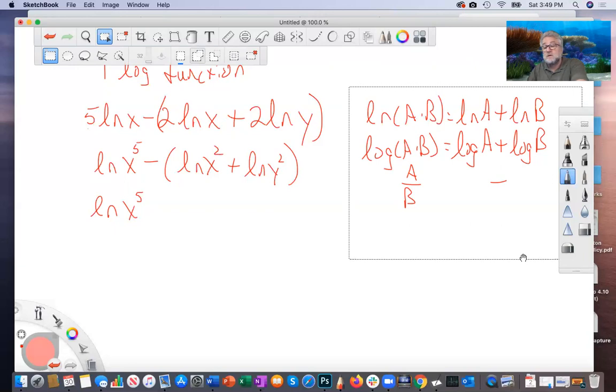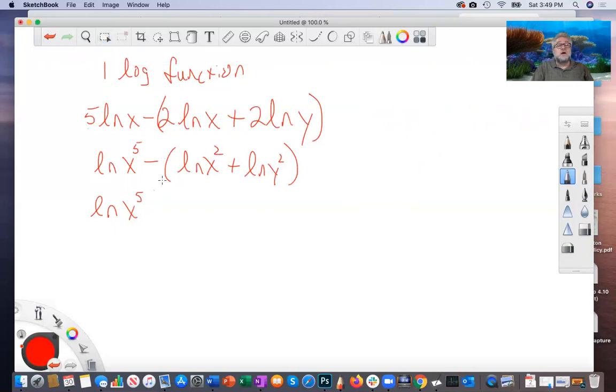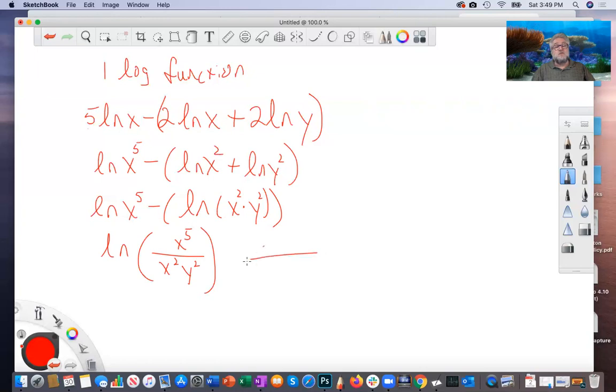So over here, we have, well, those are plus, so I'm going to write this as ln of x squared times y squared, right? And then I have subtraction. What does it mean when we're subtracting logarithms? Oh, yeah, this is the quotient rule. So this would be ln of x to the fifth over x squared y squared. This is condensed to its single form. So this and this are equivalent.